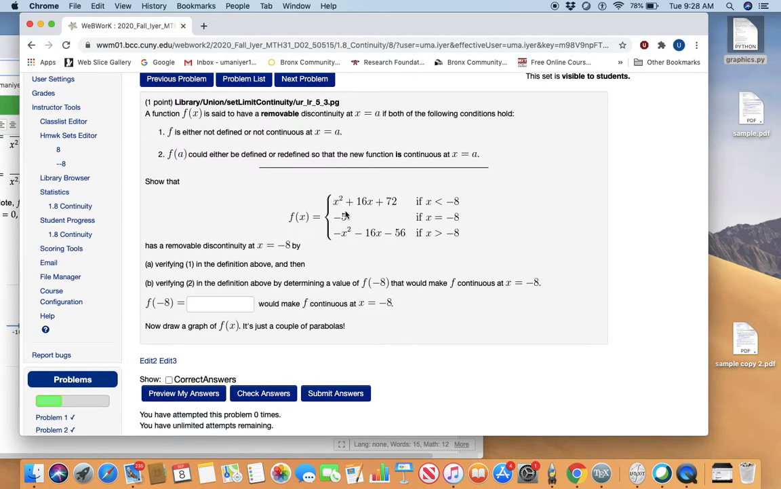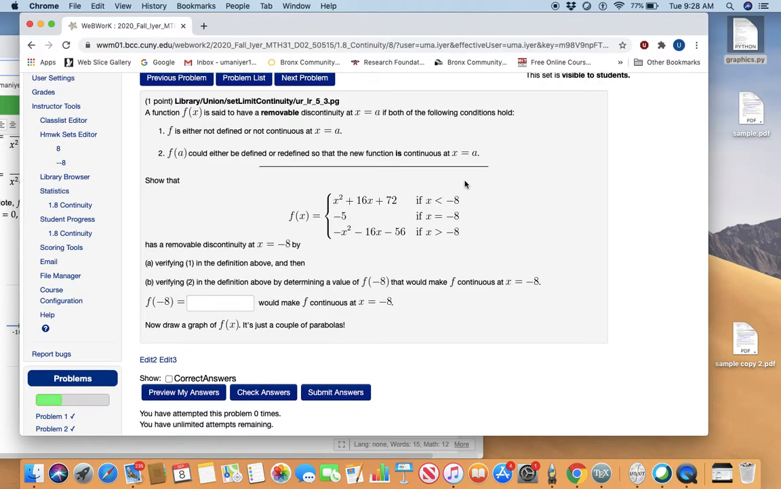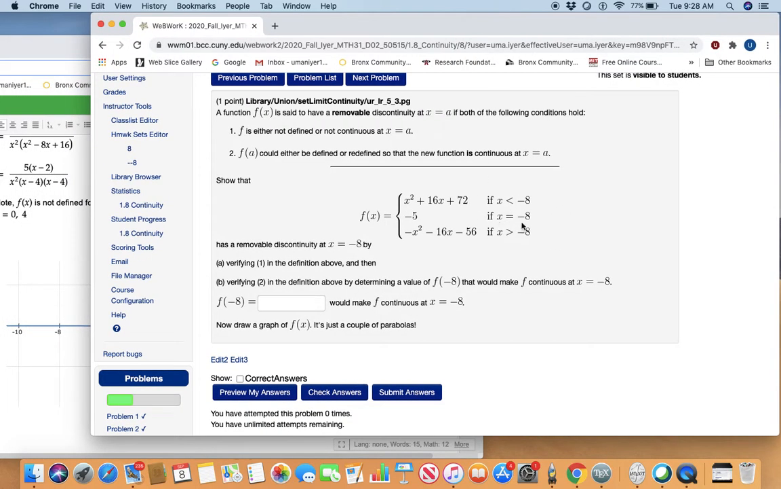You have a piecewise defined function. You want to answer a few questions, right? They are saying a function f is said to have a removable discontinuity if both of the following hold true. It's either not defined or not continuous. f(a) could either be defined or redefined so that the new function is continuous. So you want to just fix one issue.